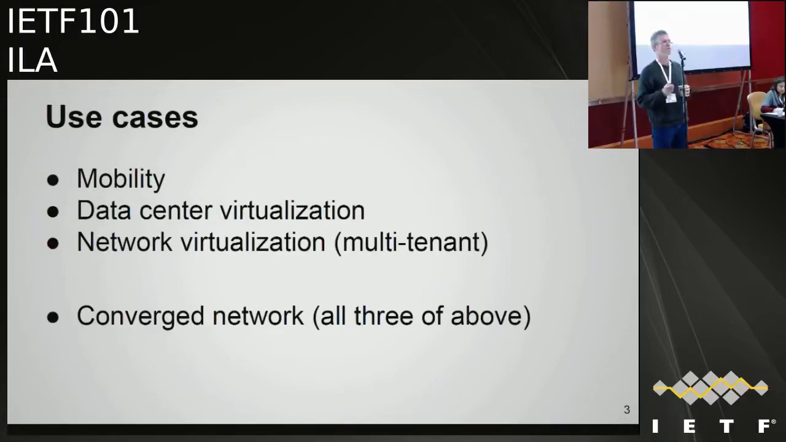We have multiple use cases. It's inherently a mobile protocol, so anything to do with mobility, actual mobile networks, is the first use case. We also have use cases in data center virtualization, network virtualization. ILA was actually born from the point of view of network virtualization, in particular container virtualization, as a more efficient means of doing encapsulation. As we move forward, there may be converged networks that have more than one of these use cases inside the network. Hence, we have the possibility of converged use cases.